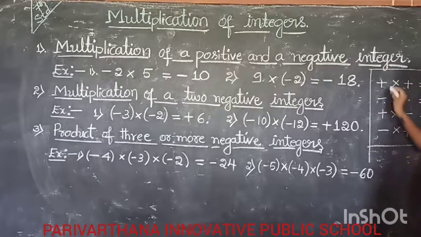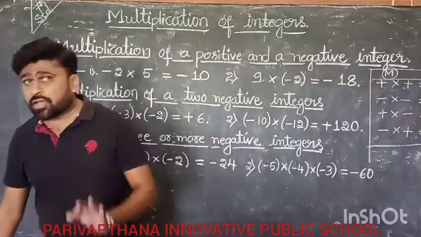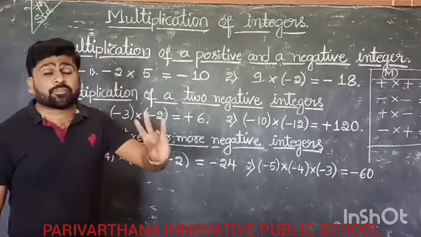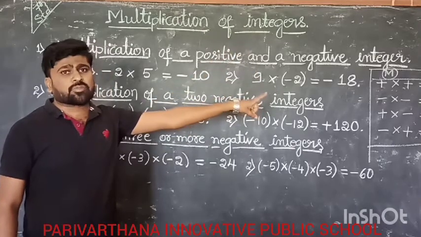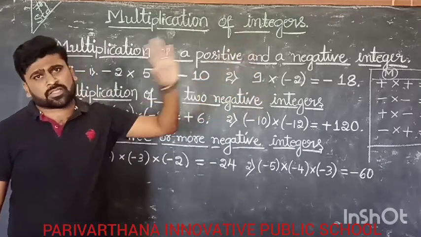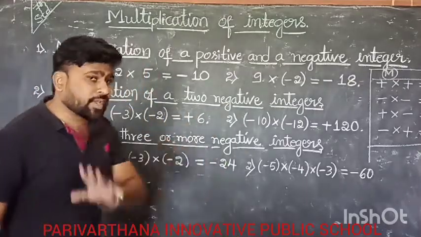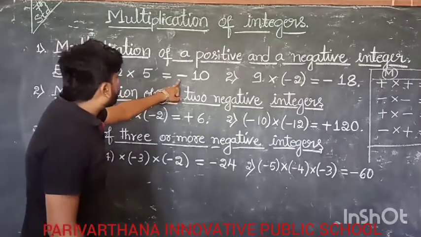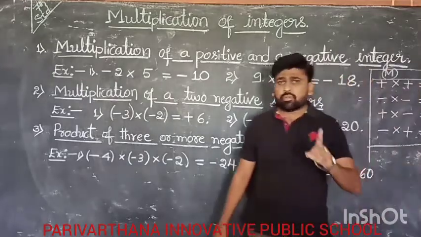This is the multiplication sign rule. Understood? We already discussed the addition and subtraction symbols, and like that, this is multiplication. Same symbols multiplied means the answer is plus. Different symbols multiplied means the answer is minus. That means minus into plus, the answer is minus.